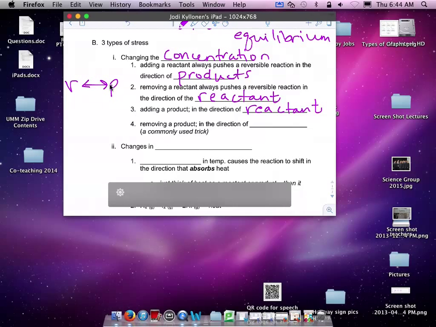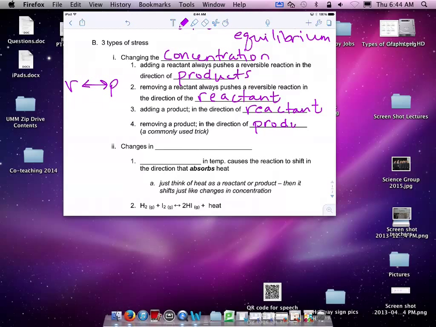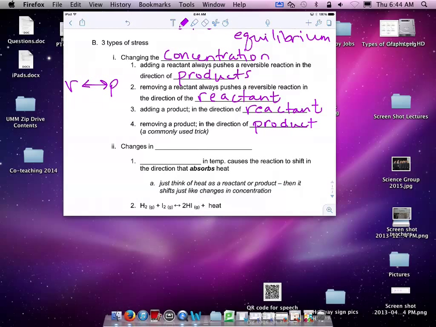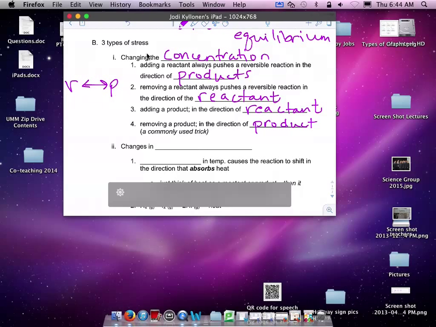And then one more option is, well, what if I take away a product? If there's not enough product, that means the reactants are going to step it up and make more product to get back to being balanced. So it shifts to the direction of the product. And like it says here, that's a good trick that we can use in our chemistry lab. Because if I'm trying to make a product, if that's the purpose of my job or my factory is to make something, if I take it away as it's being made, then the reactant makes more. If I take it away, it just keeps going like that.